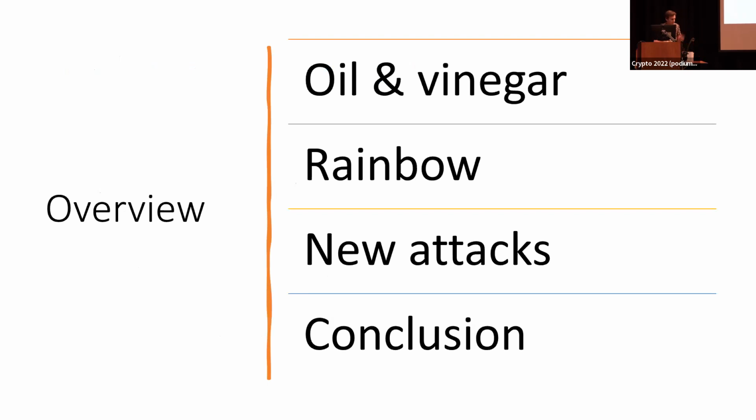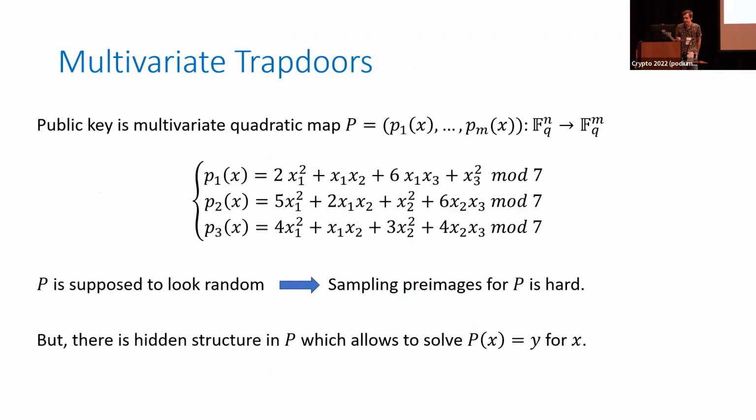Okay, so that was the introduction. I'm first going to talk about the oil and vinegar scheme a little bit more, because you can't really understand Rainbow without knowing how oil and vinegar works. Then I'll talk about Rainbow, then the attacks, and then I'll end.